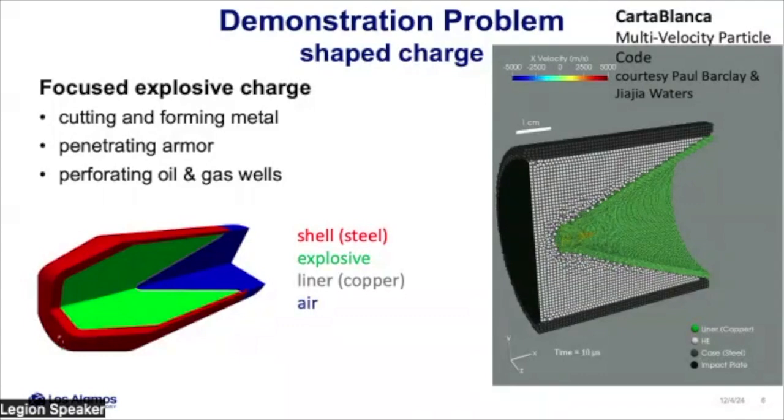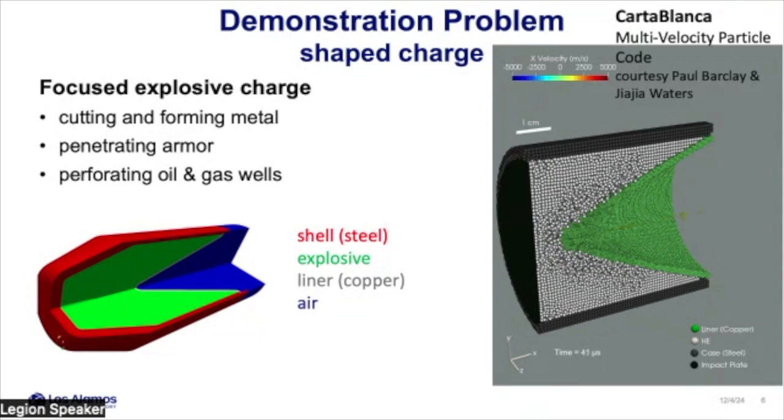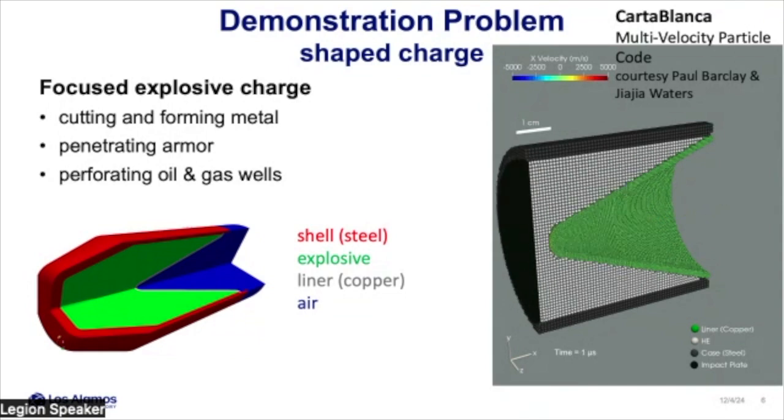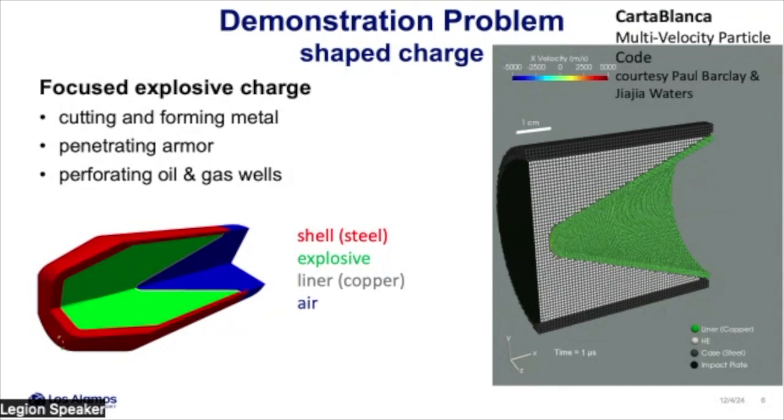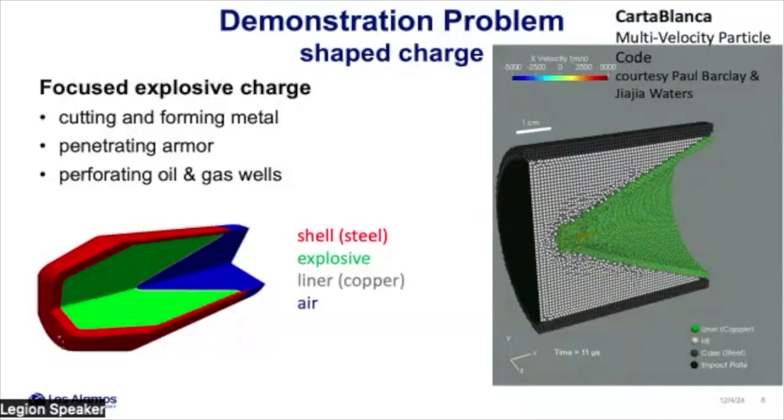The milestone problem for Moya was a shaped charge calculation. A shaped charge is a focused explosive charge used in manufacturing, in the military, and in wells. Our shaped charge is made of 3 parts: an outer steel shell, then the high explosive, and the free surface of the high explosive is lined with a thin lining of copper.